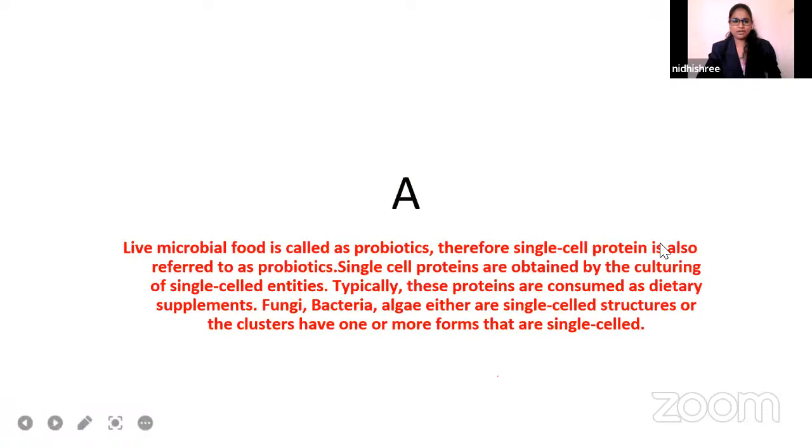When we read about probiotics, it is also called live microbial food. Therefore, a single cell protein is also referred to as probiotics. Single cell proteins are obtained by culturing single celled organisms. Typically, these proteins are consumed as dietary supplements by people. Fungi, bacteria, algae, either single cell structure or clusters, which live in a colony, have one or more forms that are single cell. Those are cultured and we will get the probiotics from them.